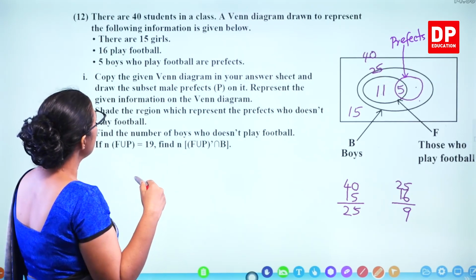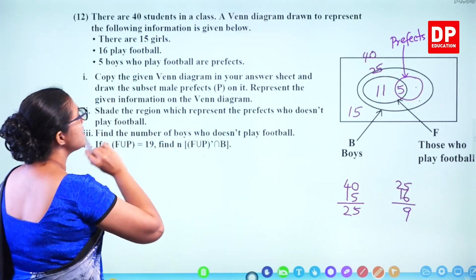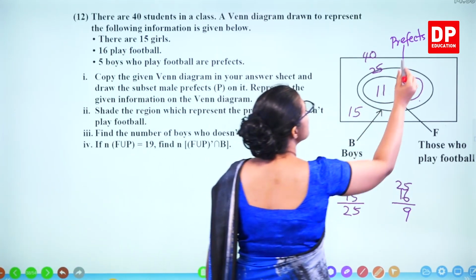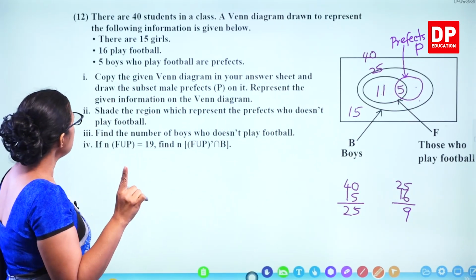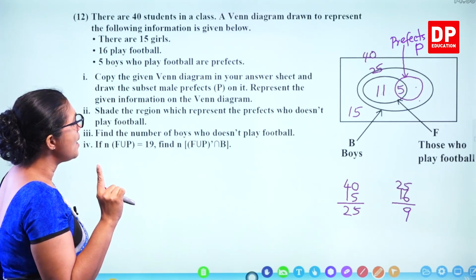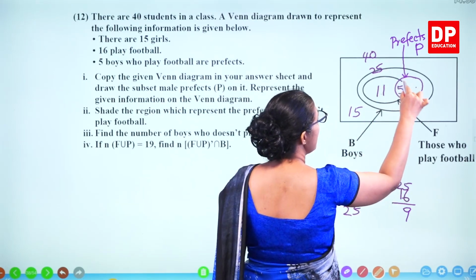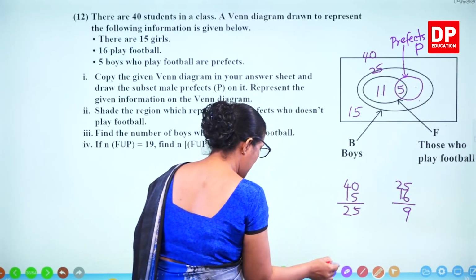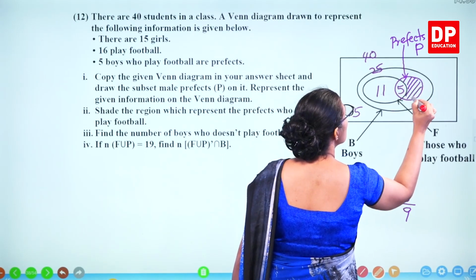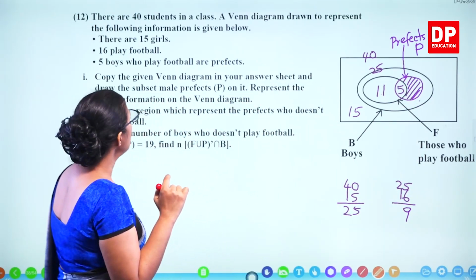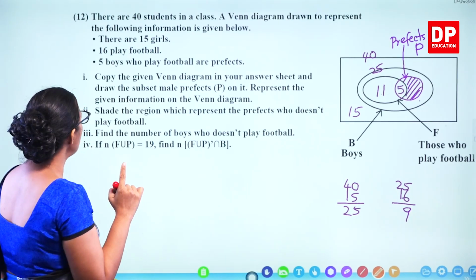We'll check the next question. So P is the new set. Represent given information on the Venn diagram. Shade the region which represents the prefects who don't play football. Prefects who don't play football, outside. So this region. So I can shade this one. So that's what you need. That's the region. And find the number of boys who don't play football.